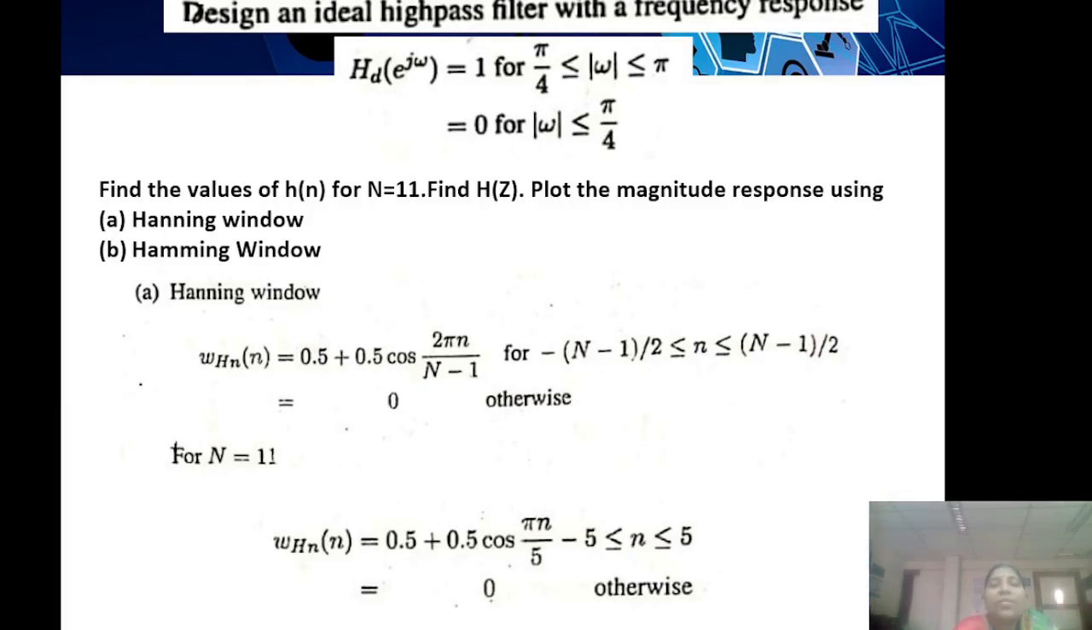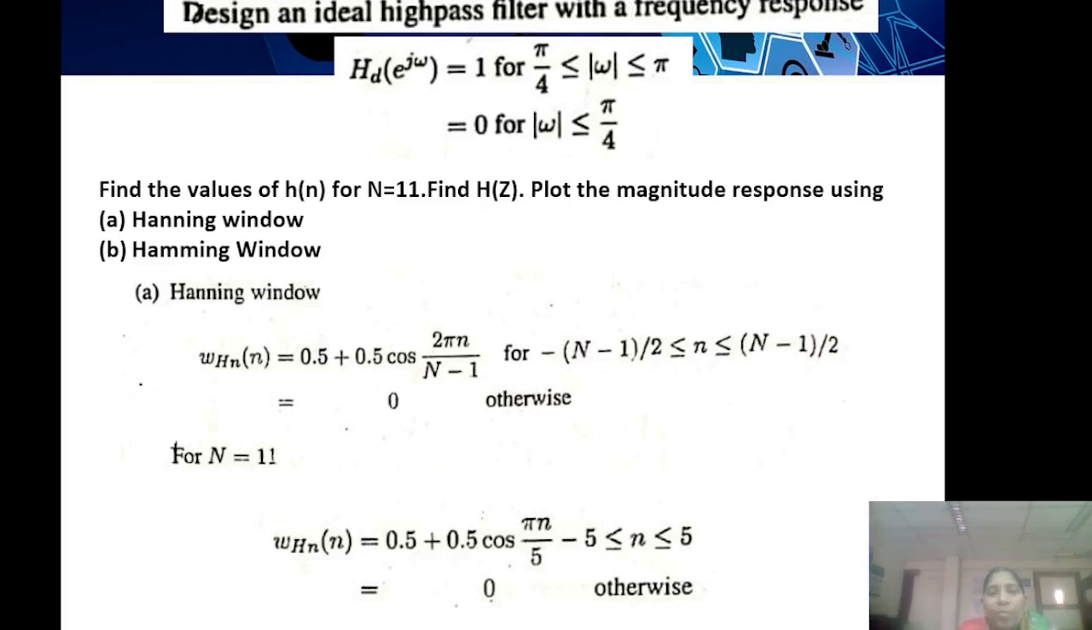Good morning, students. Today in class we are going to study the design of an ideal high pass filter whose frequency response is given by H_d(e^{jω}) = 1 for π/4 ≤ |ω| ≤ π, and 0 for |ω| < π/4.